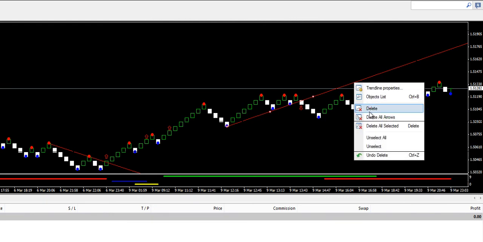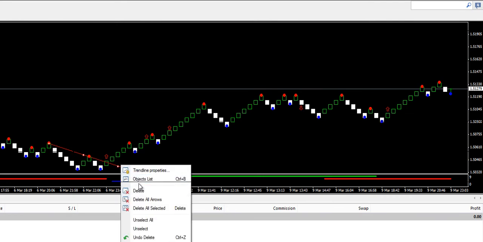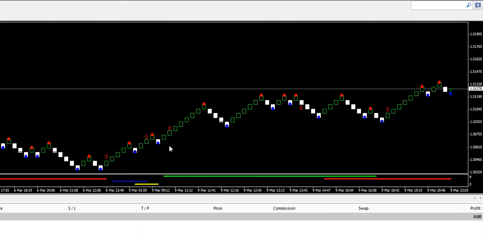So again, it was a great day to trade the market. We had some good movements both up and down, and if you had missed the initial entry, there's always other opportunities to take advantage of the rest of the trend.